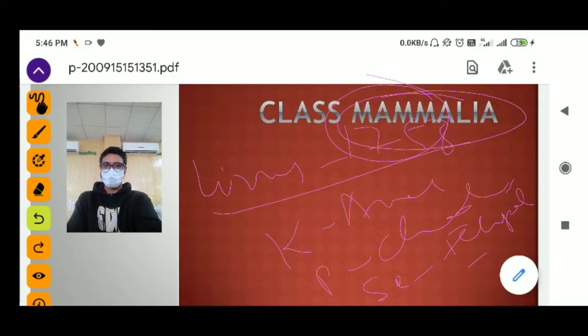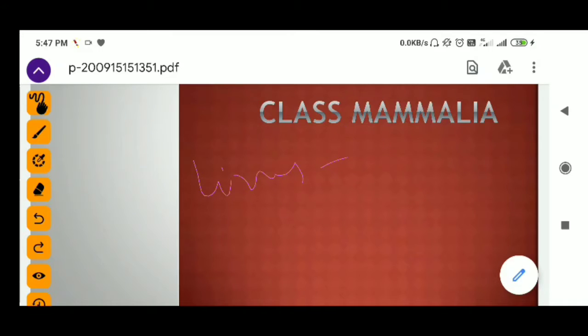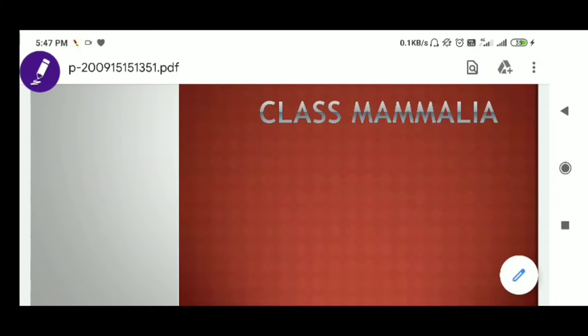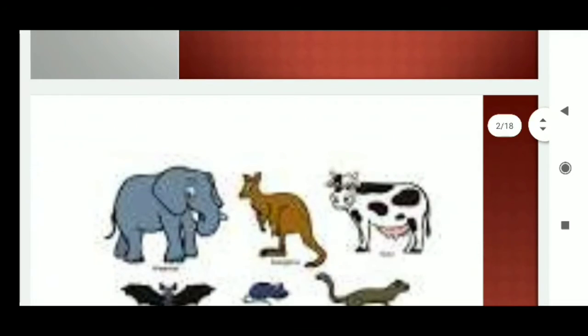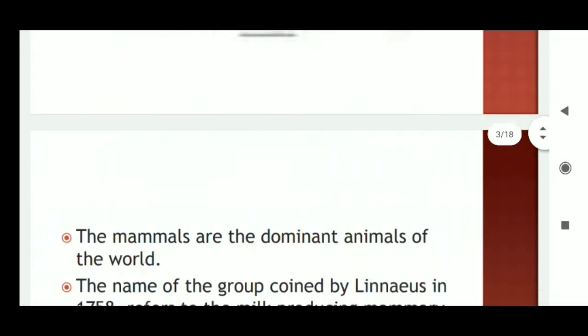In the coming slides, we are going to talk about the general characteristics and features of class Mammalia, through which we can distinguish the organisms of class Mammalia from other classes. These are pictures of mammals like elephant, cow, kangaroo, bat, lion, etc.